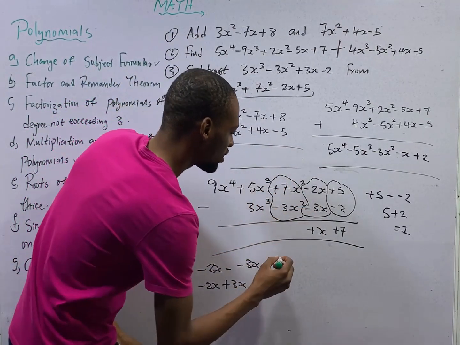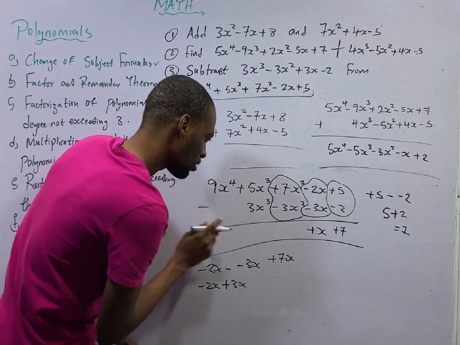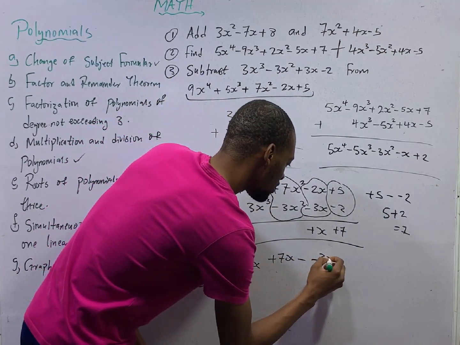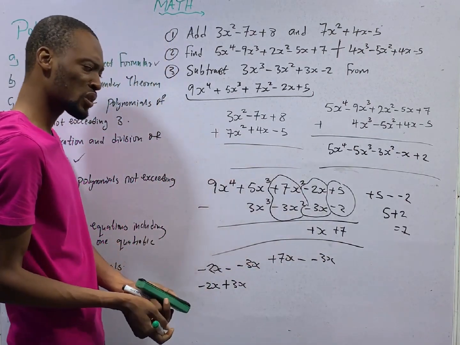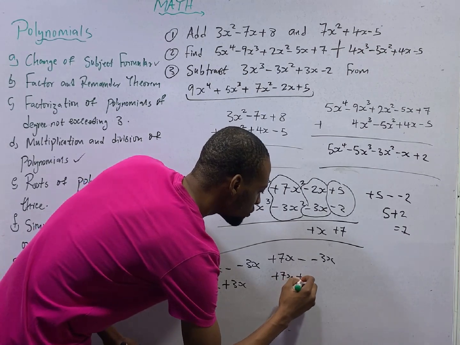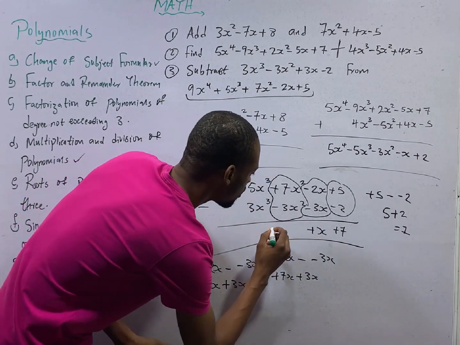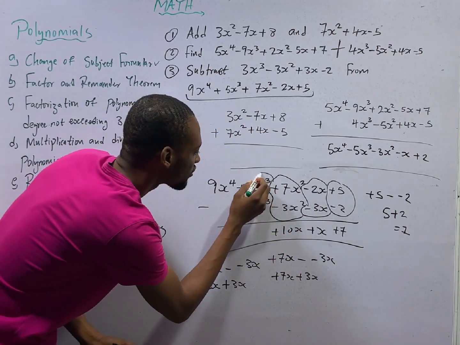And what do we have there? Plus 7s minus. Then we have minus 3s. So this leaves us with another minus and minus. Minus is plus. Therefore, we have plus 7s plus 3s. 7s plus 3s, that is 10s. So here is plus 10s. Then we have here.